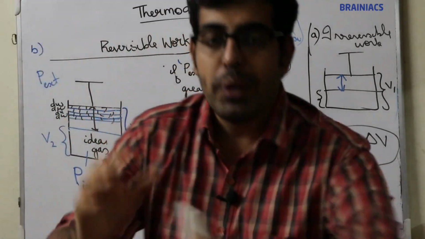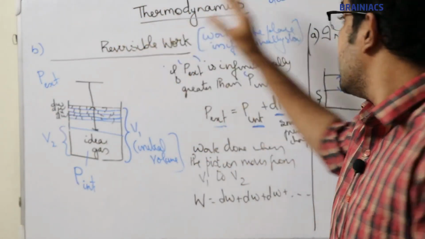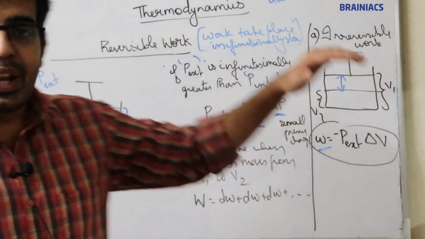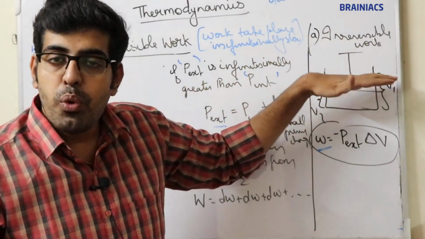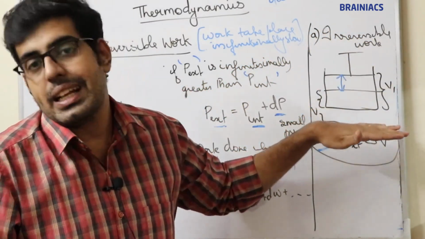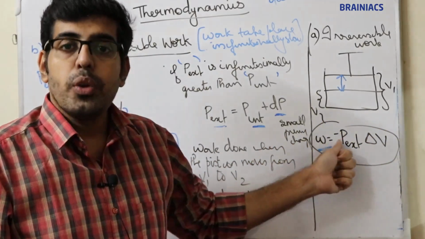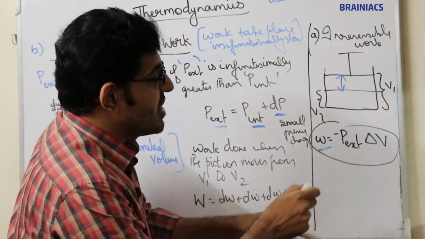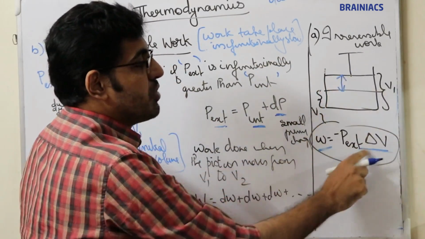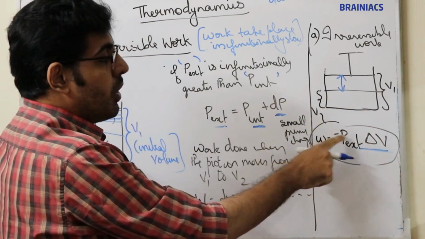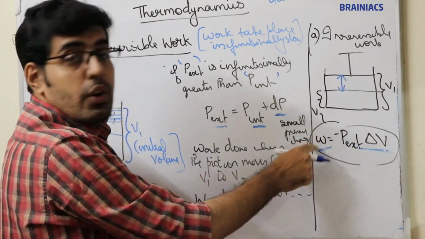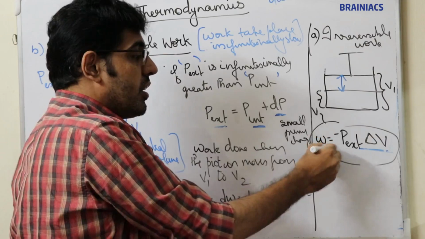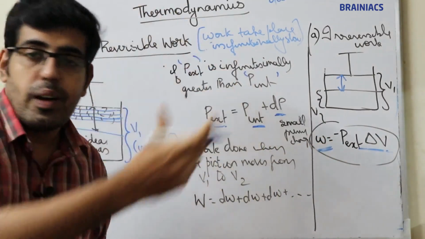I'll explain once more. Please listen carefully. Work can be classified into two types: irreversible work and reversible work. In the case of irreversible work, the piston moves from V1 to V2 rapidly in a single step, and work is equal to minus P external into delta V. Delta V is a large change in volume. So since there is a large change in volume, work done is also very large, right?